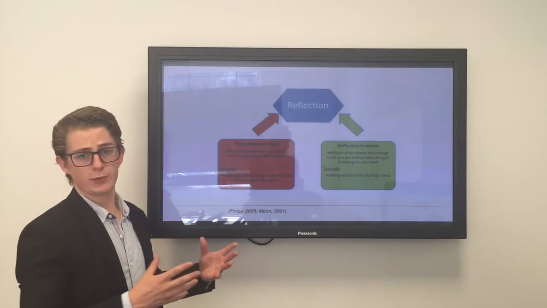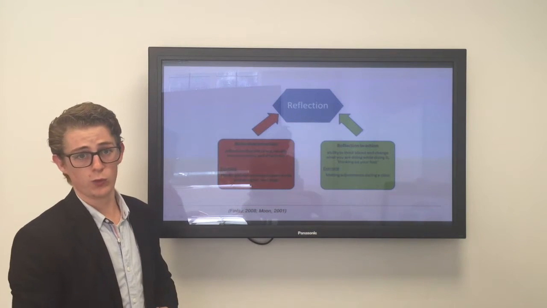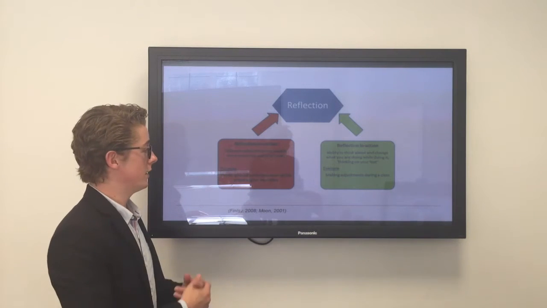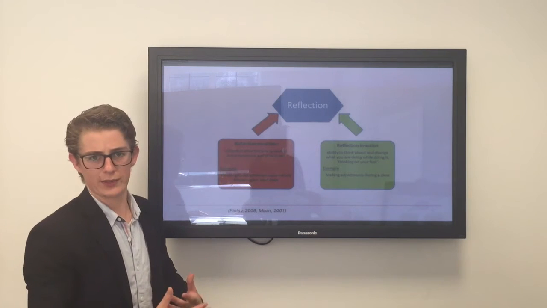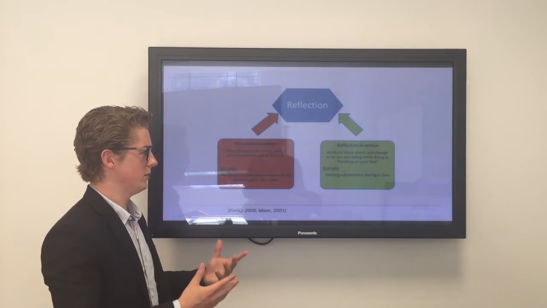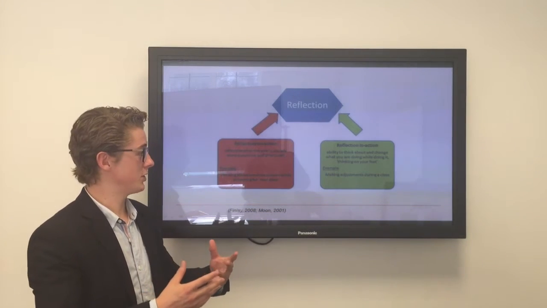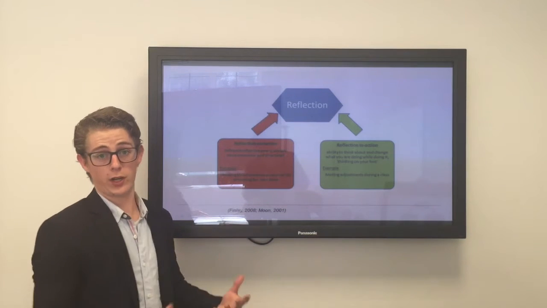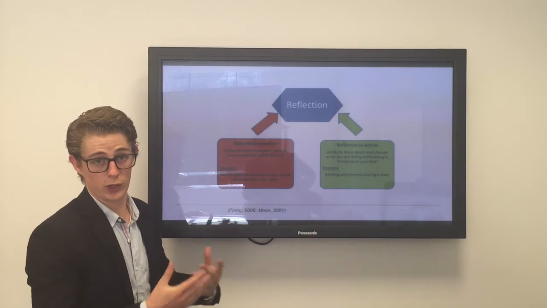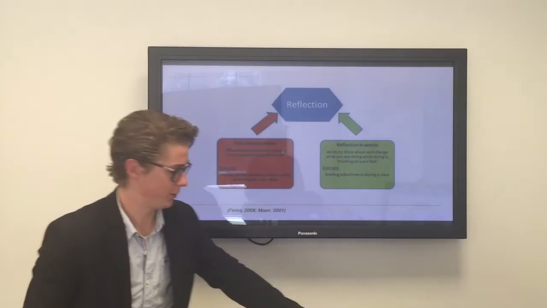Now, reflection. There are two types of reflection. Reflection on action, which means reflection after the group project, and reflection in action, which we used. This is reflection while doing it, during the group process. Like I told, we used reflection in action because we noticed the leadership style wasn't the perfect leadership style for us, so we changed it into another leadership style, which resulted in a much better group process and group development. More about this model later in the presentation.